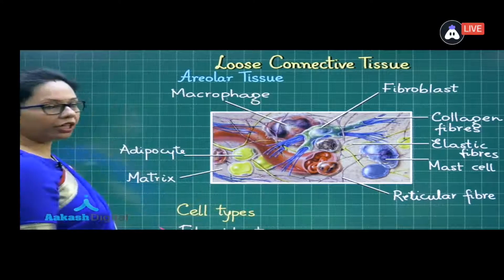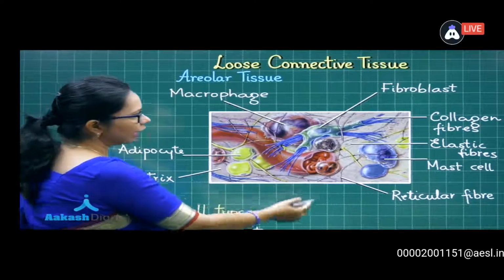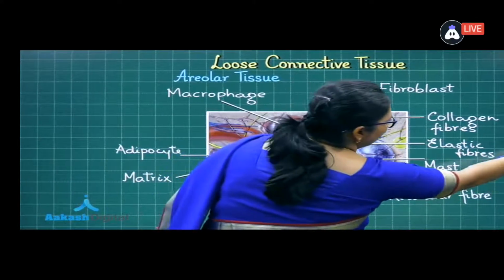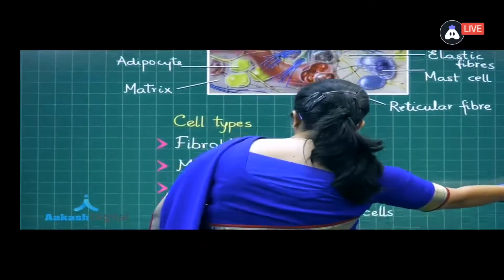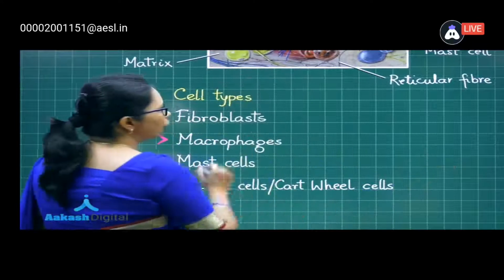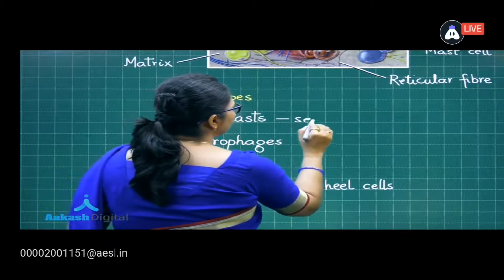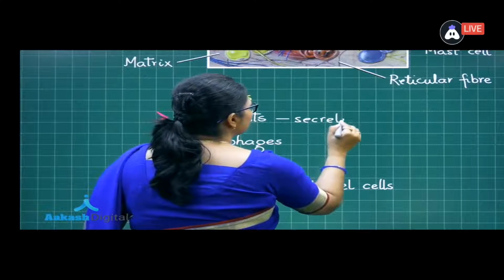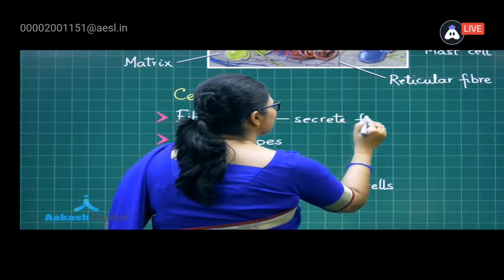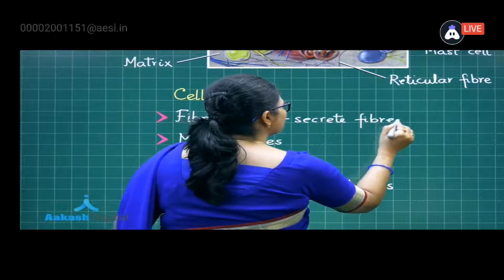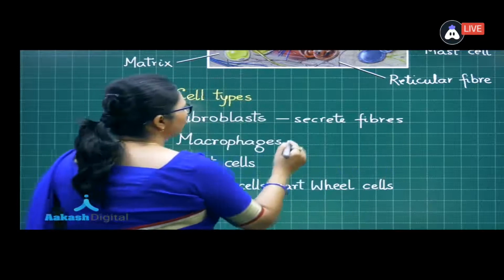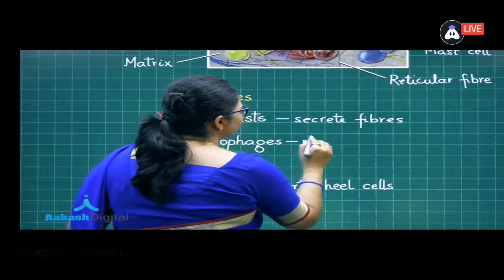So from this we can see the various cell types which are listed over here. The fibroblasts, and as we know, these fibroblasts are the ones which secrete fibers. Macrophages, these are phagocytes.